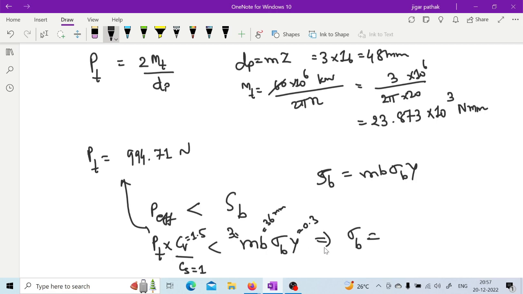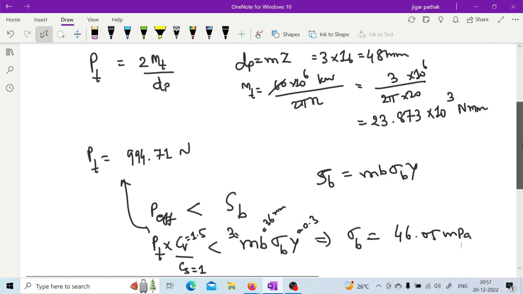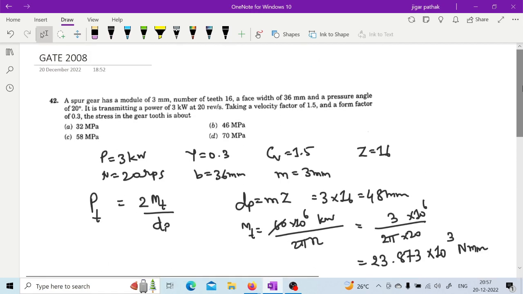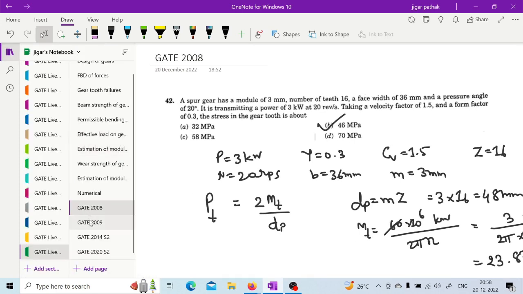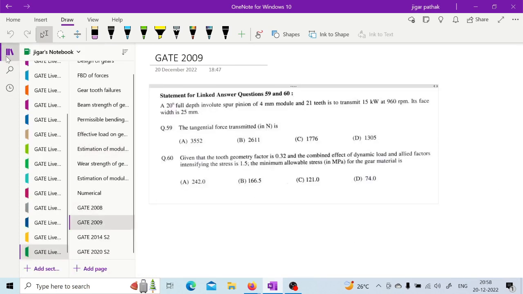0.05 Newton per mm square. Yeah, it is almost around 46 megapascal. Right, so let us see. Yeah, in the options we have this 46 megapascal. Okay, correct. So let us go to the next.